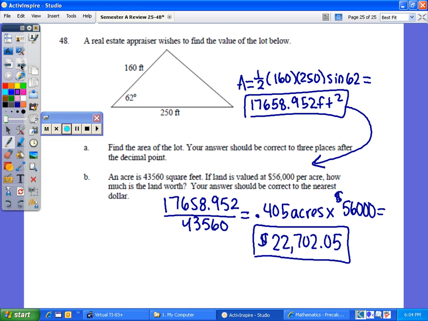So right now, I have 17,658.952 square feet. That's what that little square in the corner means. Divide that by 43,560 to figure out how many acres you have, and you only have 0.405 acres. Multiply that by $56,000, and basically the land that you have is worth $22,702.05.